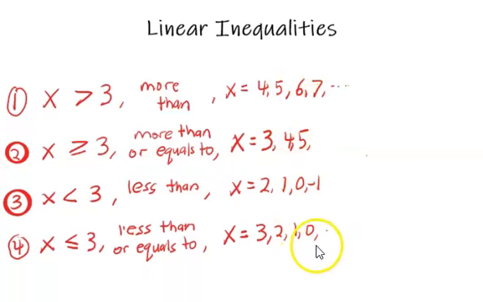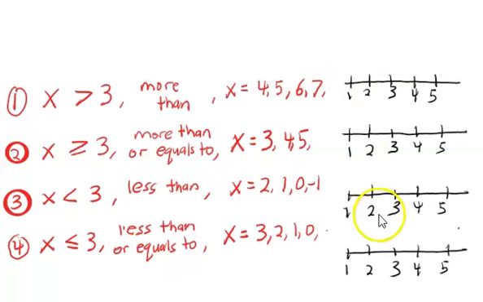Okay, so now I'm going to draw. I'm going to show you how to draw a number line. This one we call a number line. For example, for the first one, x more than 3, we just have to put a circle here and an arrow which is more than 3.